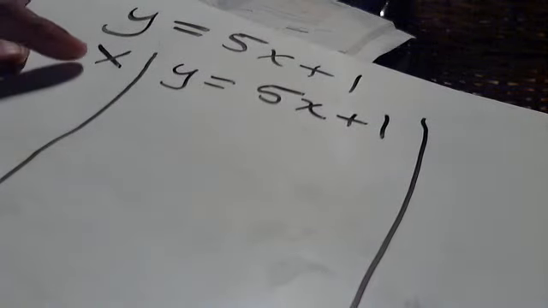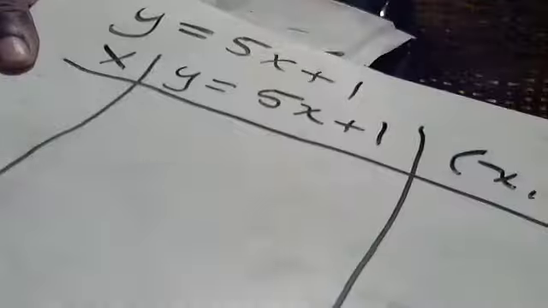You're going to create a table, and in this table, you're going to have three columns. The first column is going to be reserved for your x values. This middle column is for your y values, and ideally you have it solved for y, and then you put that as your second column heading: y is equal to 5x plus 1 in this case. And as the last column, we're going to have these ordered pairs that we're going to be plotting. So those are the three columns.